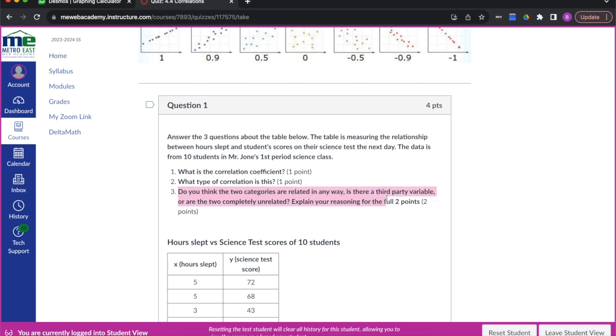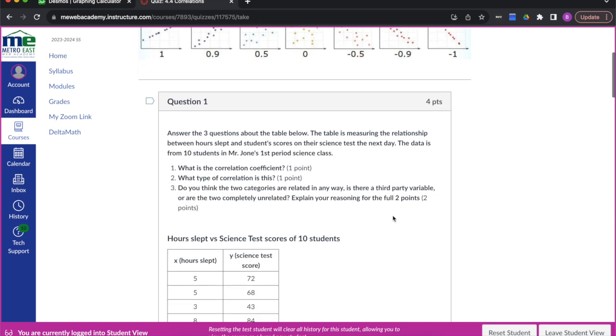Is there a third-party variable connecting them? Or do you think the 2 are completely unrelated? This one's worth 2 points because you're going to explain your reasoning on why or why not. Even if 2 things are correlated, that doesn't mean that they have much connection at all. Some of the things can be random. Just because they correlate doesn't mean that there's some perfect great relationship they have with one another. That's why your reasoning really is going to help you out with these ones.